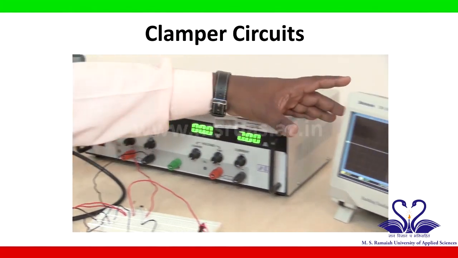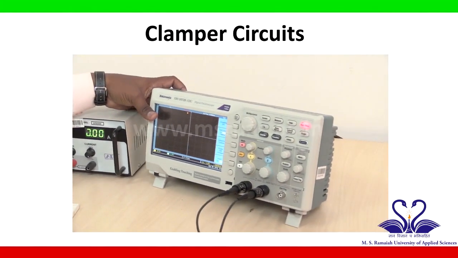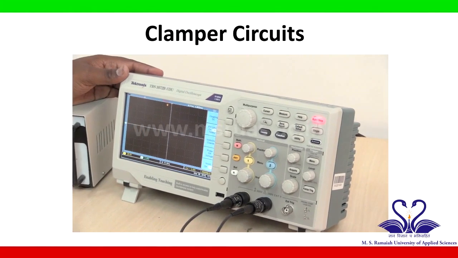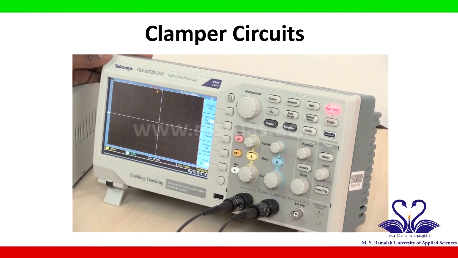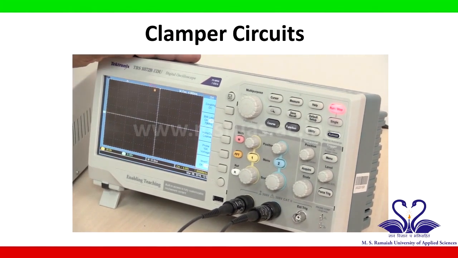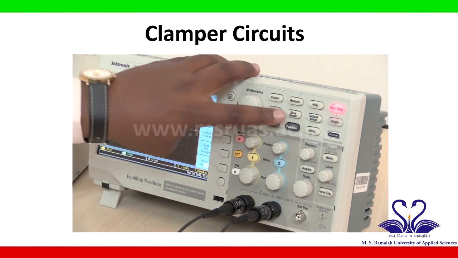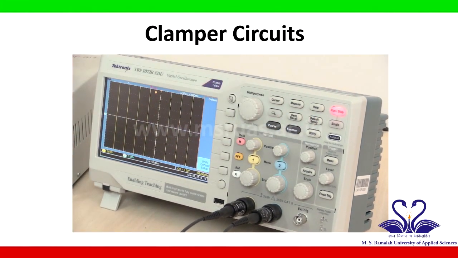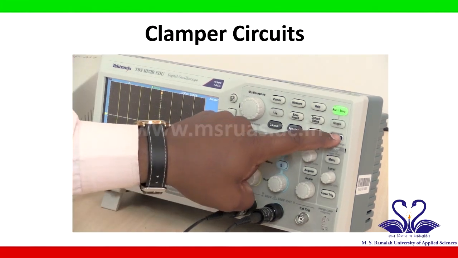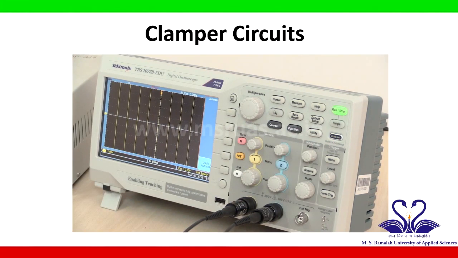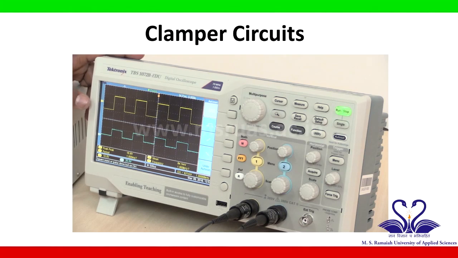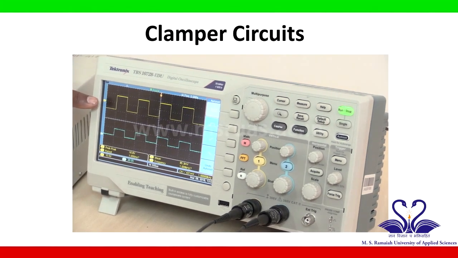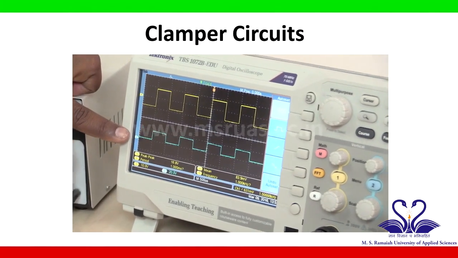Now we will come to the digital oscilloscope. There we can observe the input waveform as well as the output waveform. Whenever we turn on the digital oscilloscope, first go to default setup, wait for some time, then go to auto set. Now we can observe two waveforms in the oscilloscope display. One is with the yellow color, one more with the light blue color.